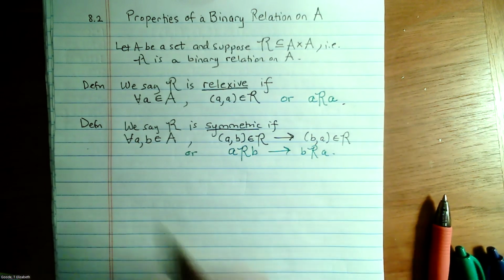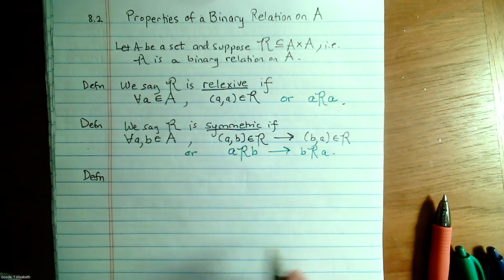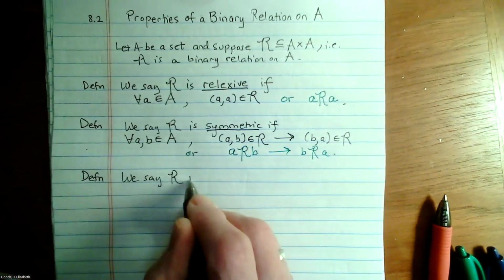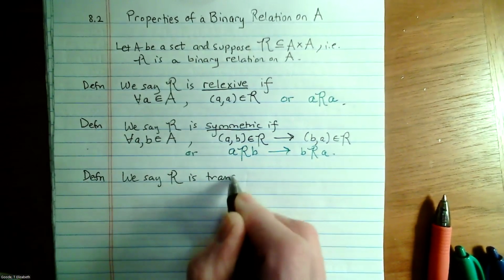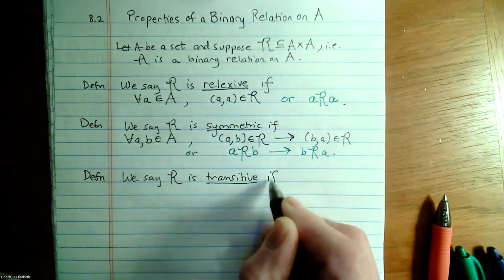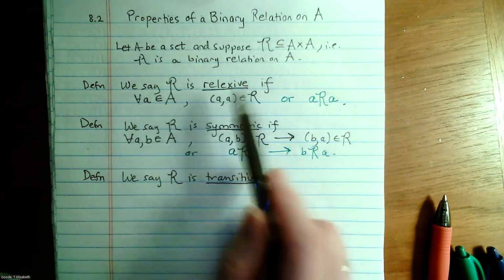Finally, we have transitivity. We say curly R is transitive if, okay, so now I'm going to try to do something to help you remember this and these definitions.